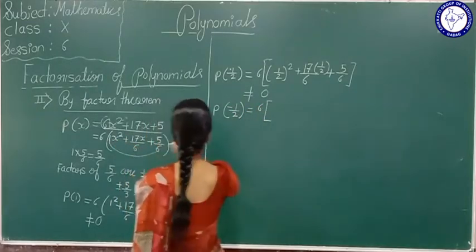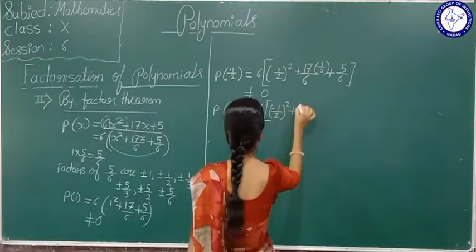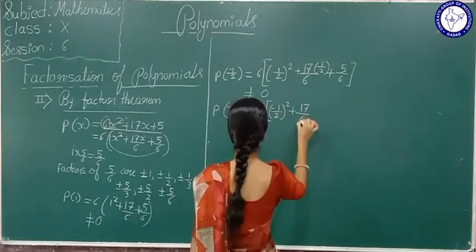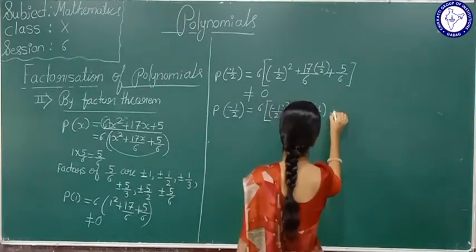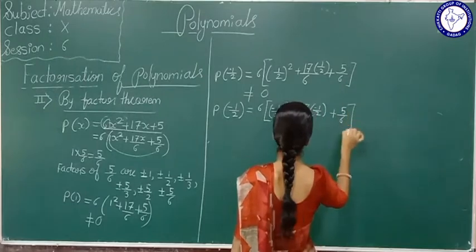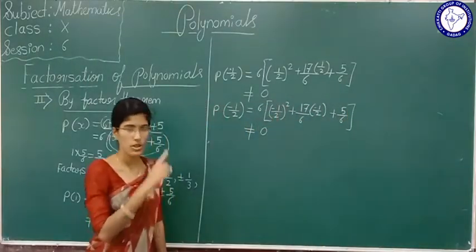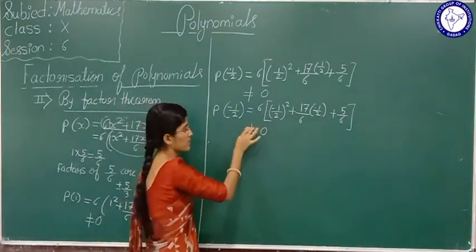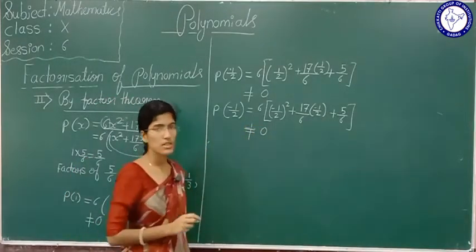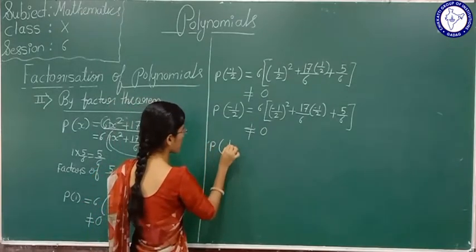Here, where x is there, you put minus 1 by 2 plus 17 by 6 into minus 1 by 2 plus 5 by 6. You simplify this also. This will also be not equal to 0. You can simplify and check it, students. If you do this, definitely some value will come, but it is not equal to 0. Now we will check for 1 by 3.